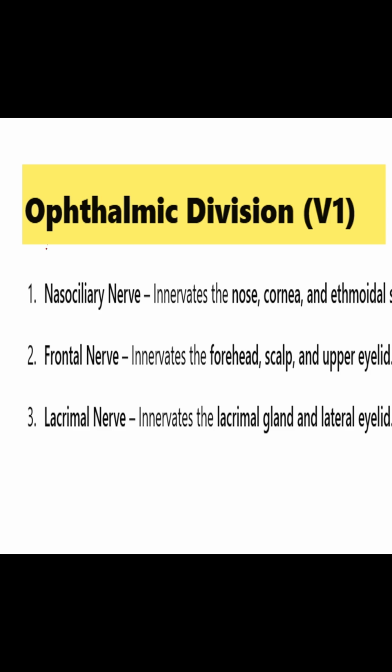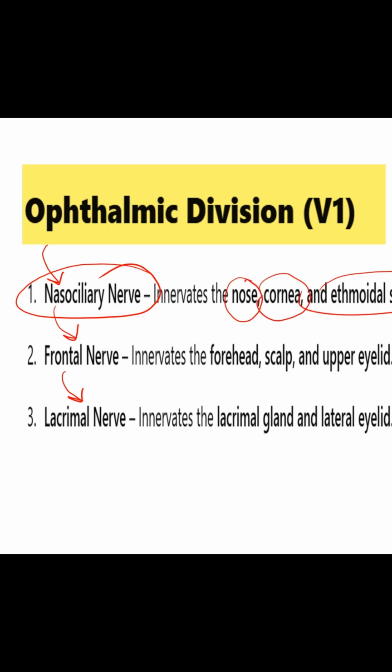Again, the V1 division is divided into the nasociliary, frontal, and the lacrimal nerve. Again, here the nasociliary nerve is more important because it is the one which is supplying the area of the nose, cornea, and the ethmoidal sinuses.